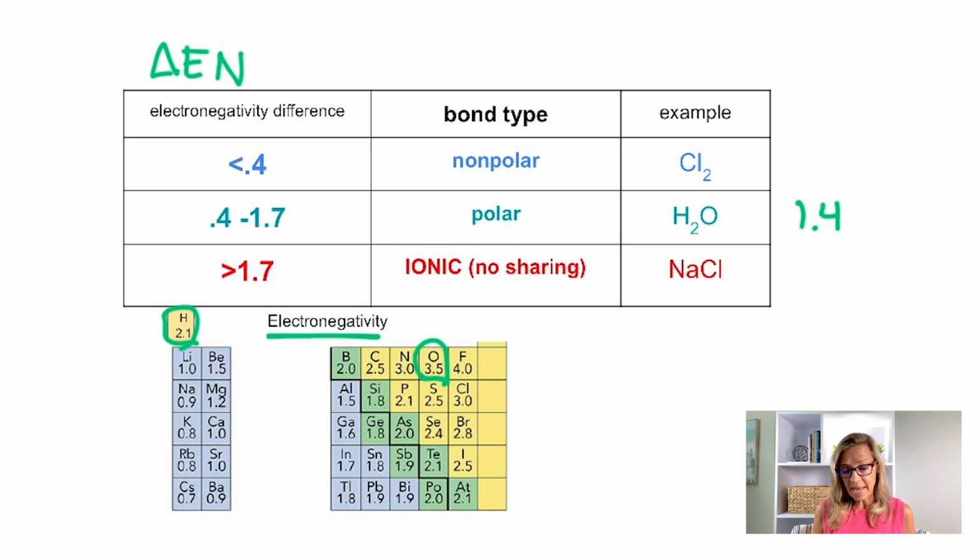And then what if we look at sodium and chlorine? Sodium is a 0.9, very low. Chlorine is very strong. The difference there is a 2.1. Now, is this a really strong polar bond? No, it's not polar at all. It's actually ionic. The chlorine is so strong that it will take that electron away, not sharing, but a straight up transfer from sodium. And so this is going to help you identify bond type between two atoms.